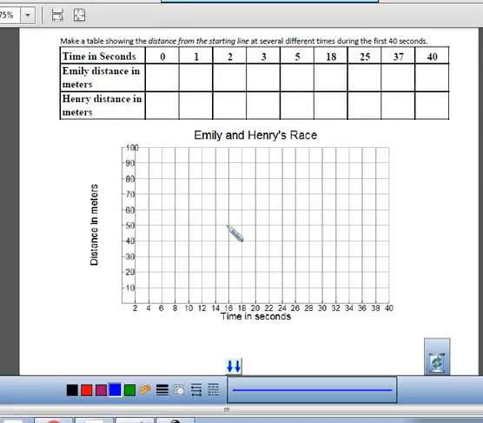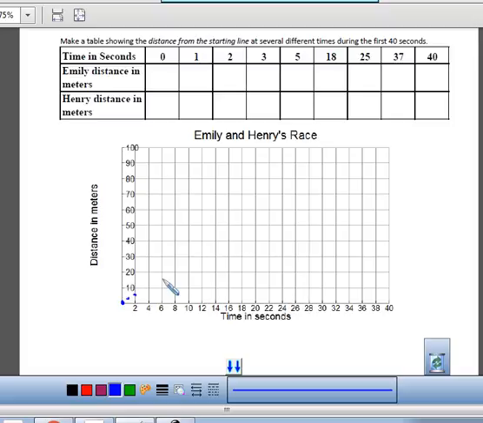Emily's are in blue. So at 0 seconds, she's at 0. At 1 second, she's at 2.5. So halfway up is 5, so halfway between that, 2.5. At 2 seconds, she's at 5. So that's halfway up.